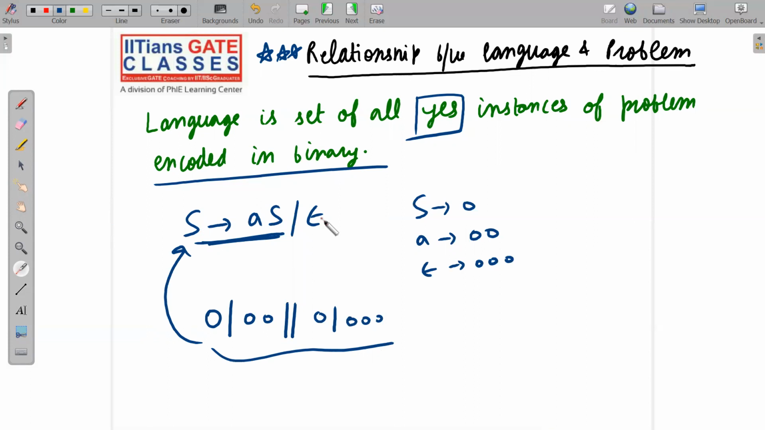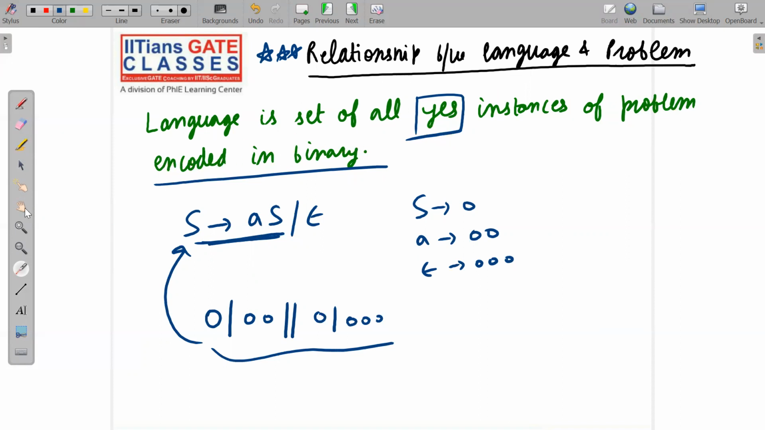That's it. I just want to give you an intuitive idea that we can convert any grammar into binary. You may give any problem to me, and I can convert it into binary like this. So a language is what? All yes instances of the problem encoded in binary.